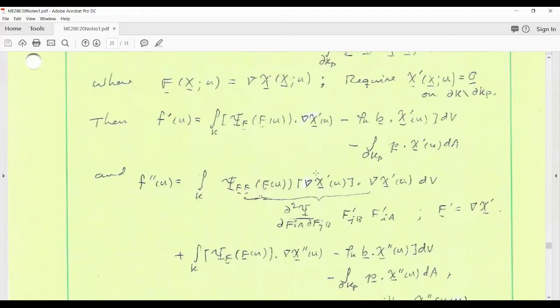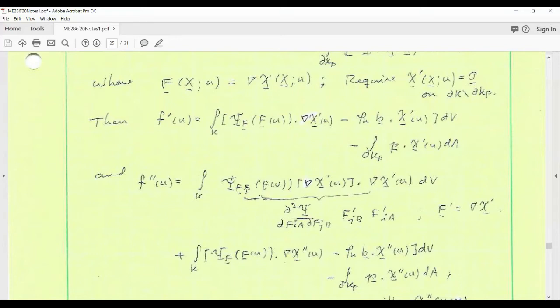So we would want this quantity, f prime u, to be zero at u equals zero, corresponding to our energy minimizing deformation. We also want the second derivative to be non-negative at u equals zero. Let's compute the second derivative for any u. Take a second derivative, that means take another derivative of this, d squared psi df squared.